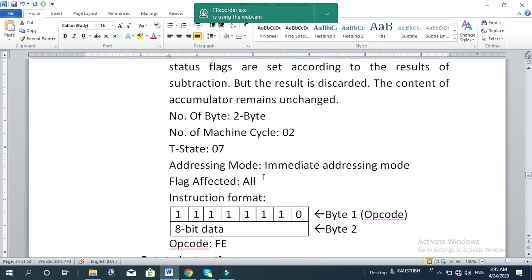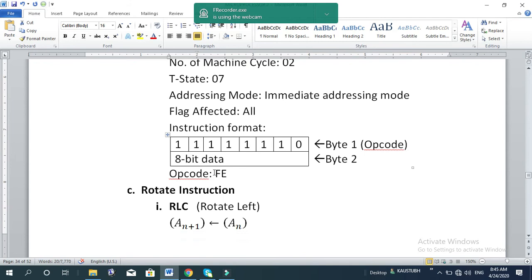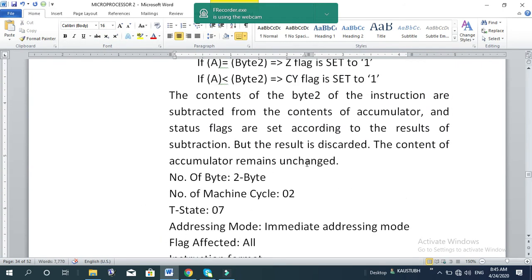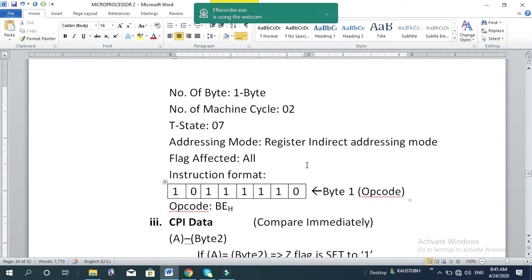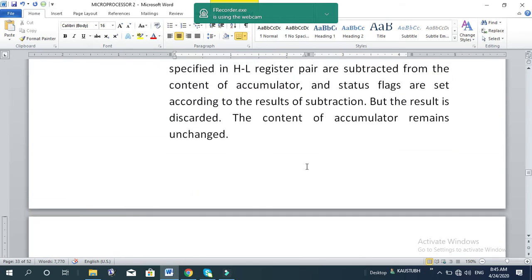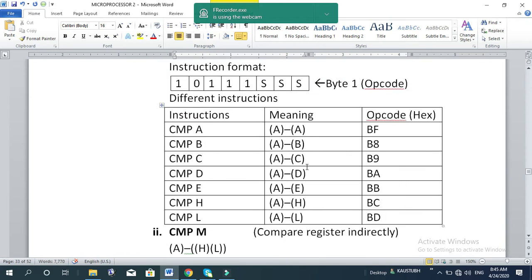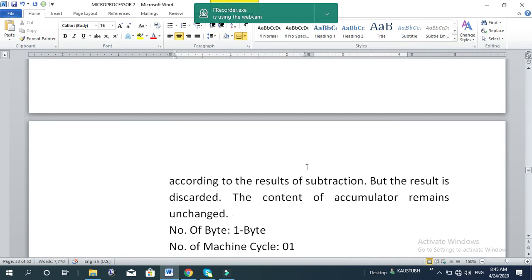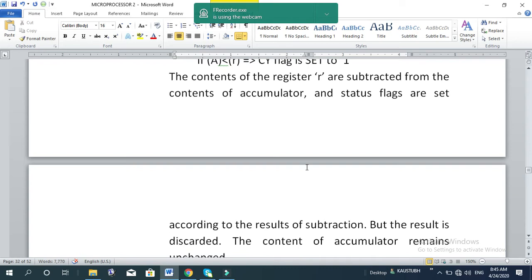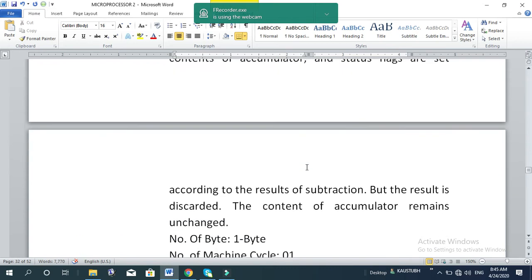Next is the rotate instruction or shifting instruction. This is a very interesting instruction. It is something like your shift register in digital electronics, which is either shifting right or shifting left. Here also there are instructions for shifting left as well as shifting right, number 1. Number 2 is which data will be shifted, right or left. It is always the content of the accumulator.